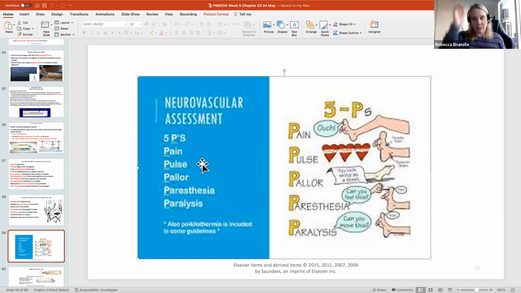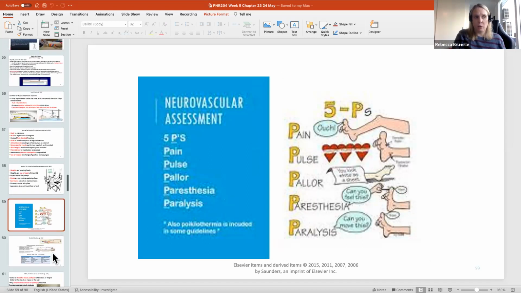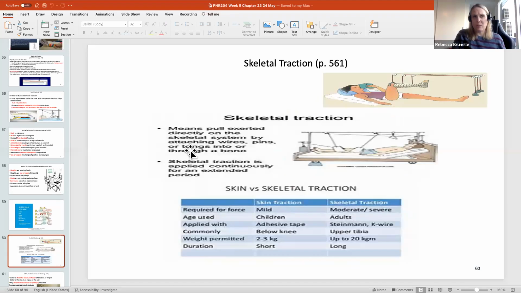So assessing their pulse, you also would want to be able to feel a pulse in that leg, even though it's in traction, you should still be able to palpate the pulse. So making sure that you're aware of all of these things and you're testing it when you're doing your neurovascular checks.